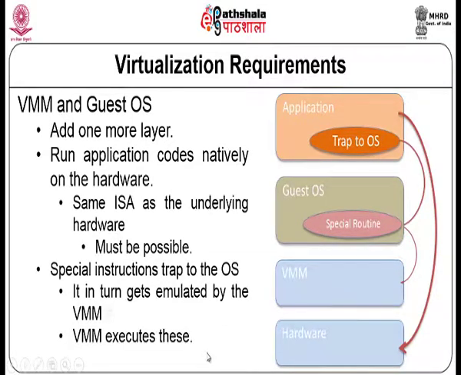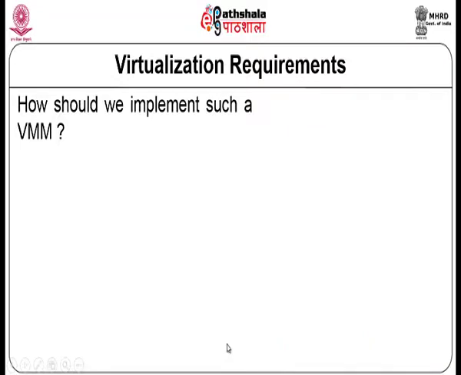The hypervisor will execute this according to its own mechanism. So, now we have added one more trapping: the application traps to the OS, and the guest OS traps to the VMM, and then the VMM executes it. So, how should the VMM be implemented?